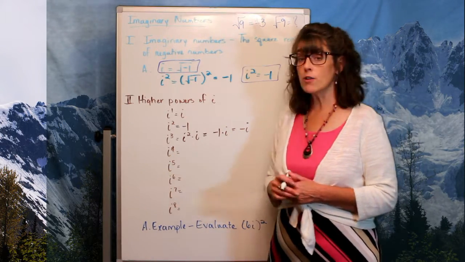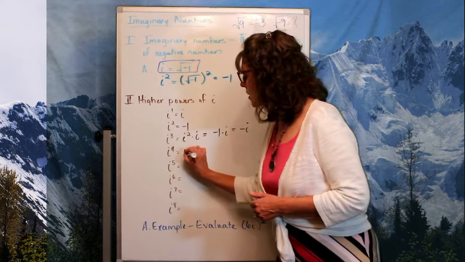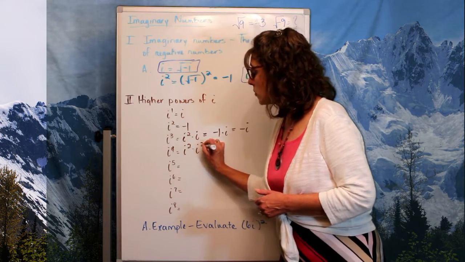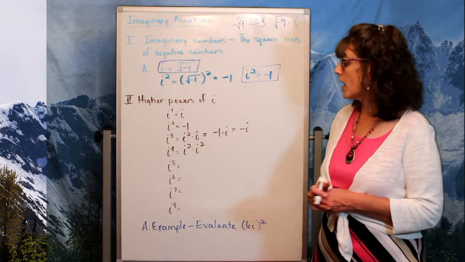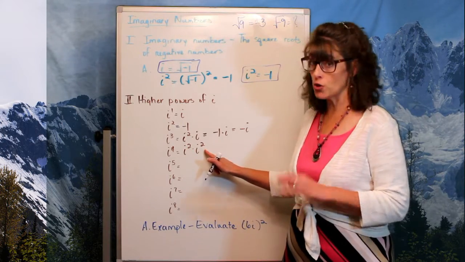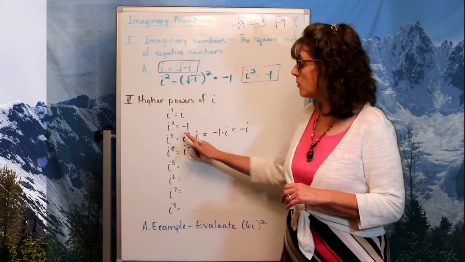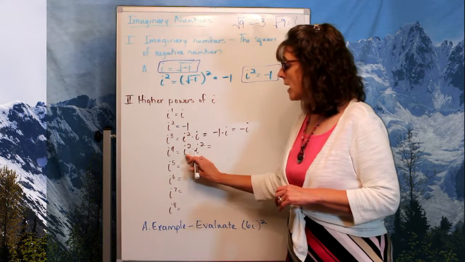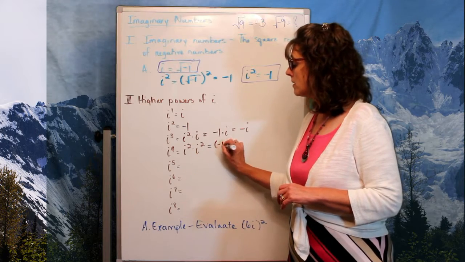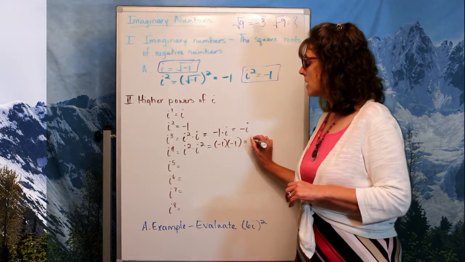Now if we do i to the fourth, it is going to be i squared times i squared, or if you prefer, you could look at it as i times i to the third. Either way, I'll show you that it's going to come up with the same thing. Now remember, i squared is a negative 1, so what I have here is negative 1 times negative 1. And well, negative 1 times negative 1 is 1.